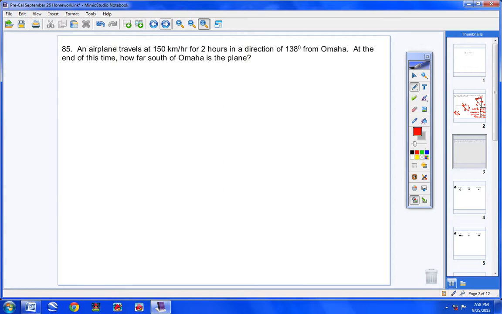And let's continue on. An airplane travels at 150 kilometers per hour for 2 hours in a direction of 138 degrees from Omaha. At the end of this time, how far south of Omaha is the plane? Well, first of all, let's go ahead and draw our coordinate plane. Next, let's go ahead and get our bearings or our directions.